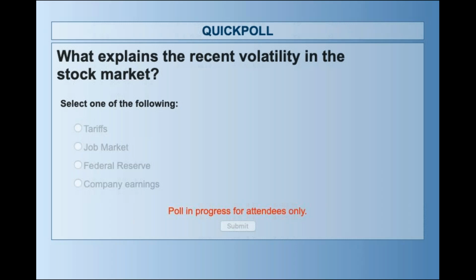Select one of the following: tariffs, job market, Federal Reserve, or company earnings. Which of these factors explains the recent volatility in the stock market? Tariffs, job market, Federal Reserve, or company earnings? Okay, I'm going to give you another 5 seconds here.